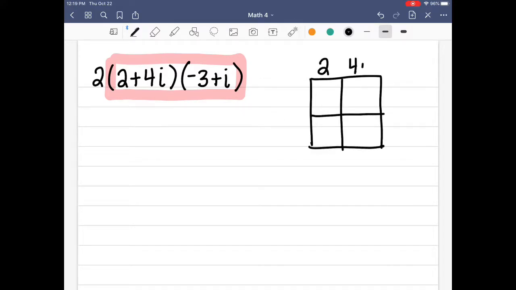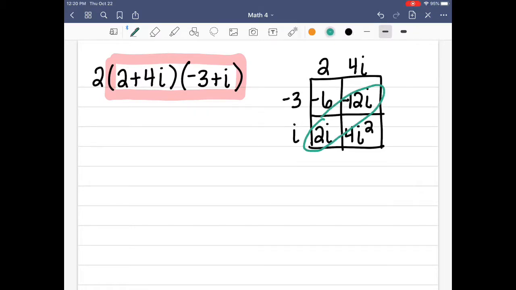All right, so I have 2 and 4i. I have -3 and i. So I'm going to multiply each column with each row. So I have -3 times 2 is going to be -6. I have 2 times i is going to give me 2i. -3 times -4i is going to give me -12i. And then 4i times i is going to give me 4i squared.